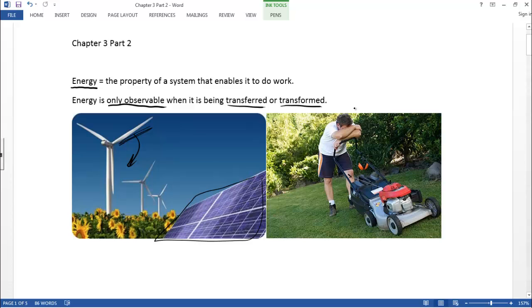And then this poor guy over here, he's all tired. As he does work, he transfers energy in his body to energy of motion in this lawnmower. Just not right at the moment.